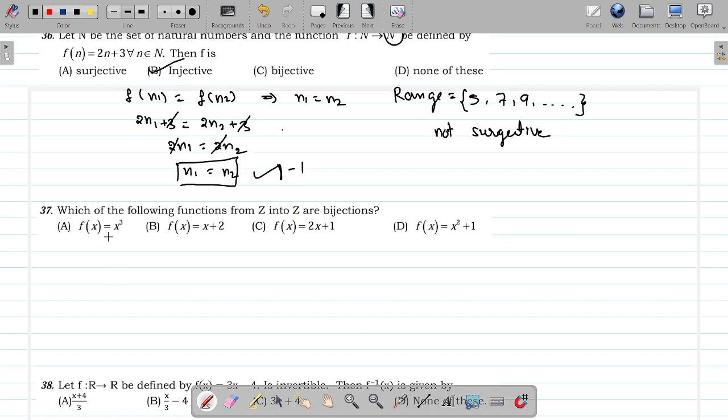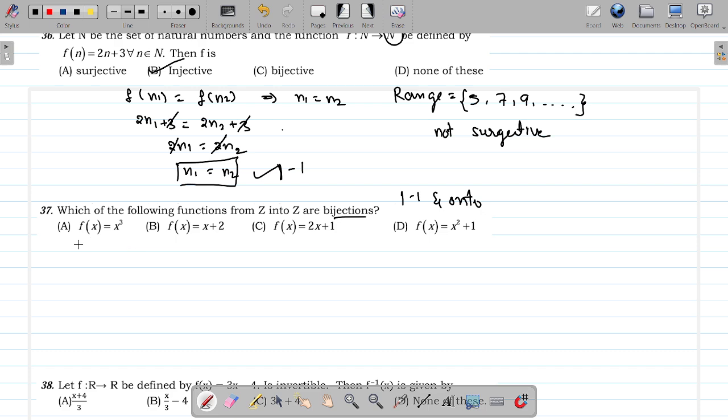Okay, next question. Which of the following functions from Z to Z are bijections? Bijection means 1-1 and onto. First, f of x equal to x cube is there. We have to check whether it is 1-1 and onto. Okay, so you can check it for 1-1. It is 1-1 because x1 cube is equal to x2 cube. f of x1 equal to f of x2 means it will imply that x1 is equal to x2.